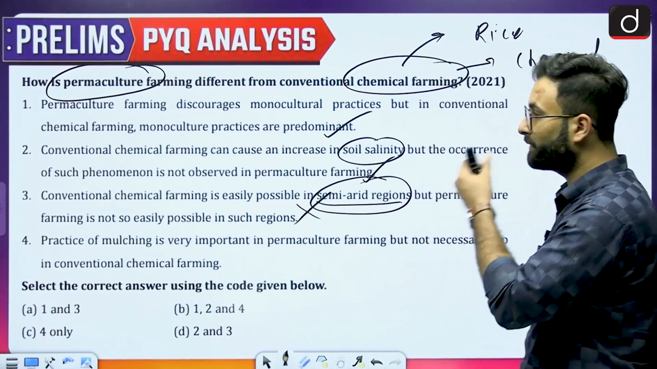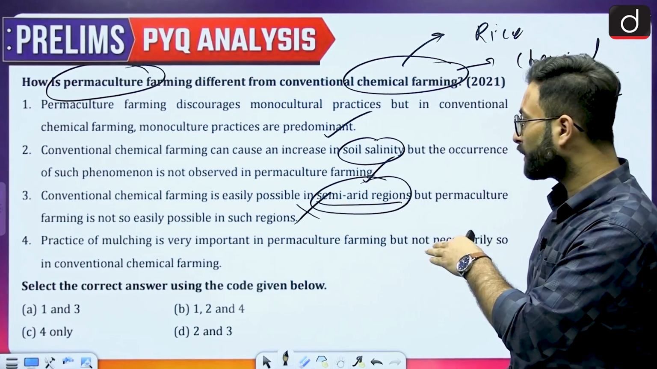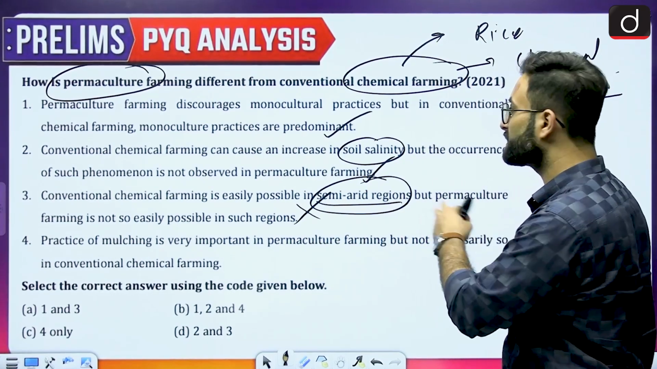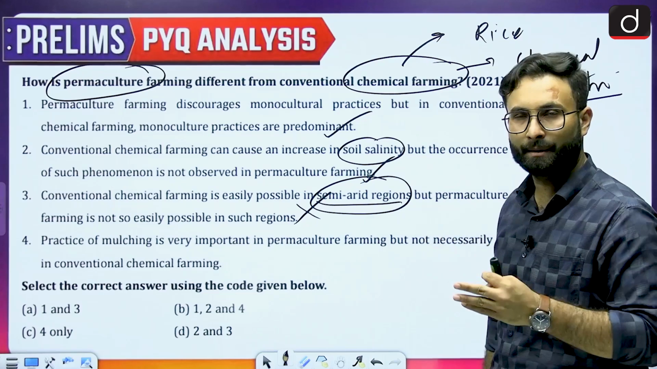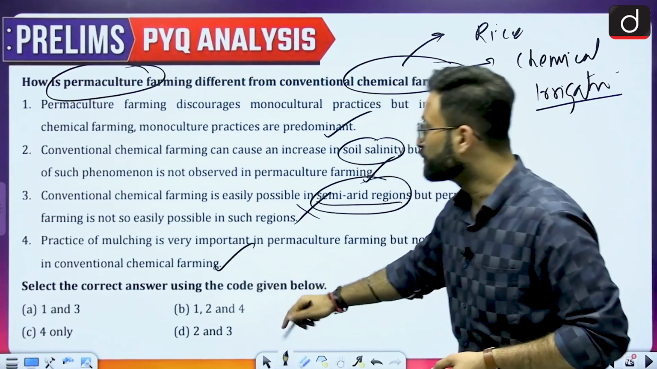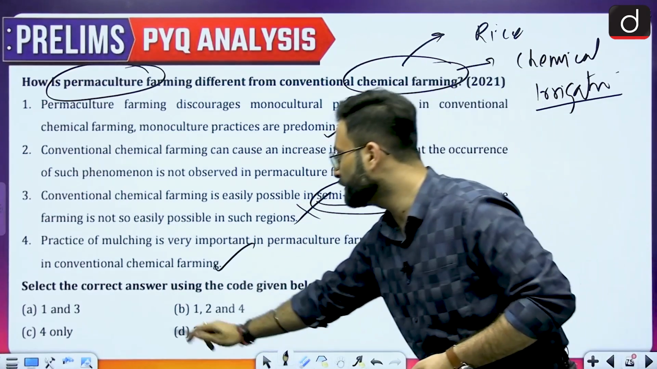Coming to the next one, the practice of mulching is very important in permaculture farming, but not necessarily so in conventional chemical farming. So this statement is correct. So 1, 2 and 4 are correct. Option B is your right answer.